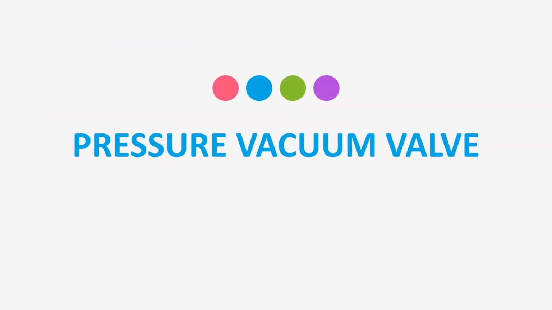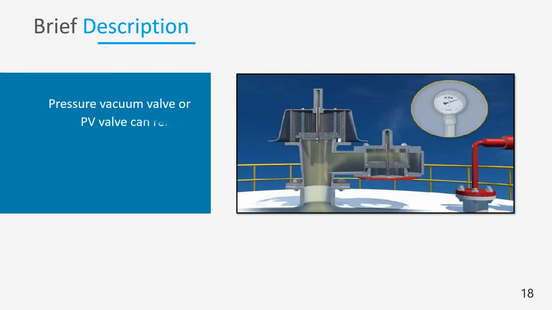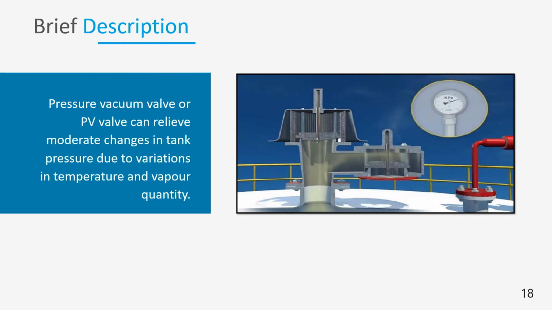Second to the last, the pressure vacuum valve. Brief description: a pressure vacuum valve, or PV valve, can relieve moderate changes in tank pressure due to variations in temperature and vapor quantity. A drop towards vacuum conditions as the result of the condensation of steam will also be handled by the valve. Rapid pressure rise due to an explosion would not be relieved.